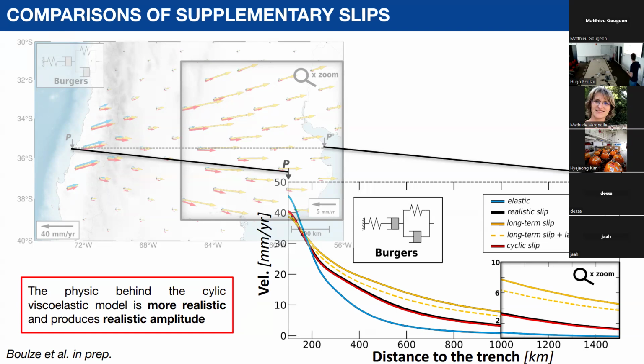You are at 4 millimeter, 8 millimeter, so you have 4 millimeter per year of difference, which is very large, given the precision, for example, of the GPS, which is 1 millimeter per year. So we can discriminate these models. The physics behind the cyclic slip is more realistic and produces a realistic amplitude of deformation compared to the other model.